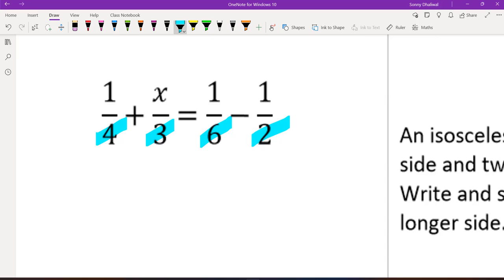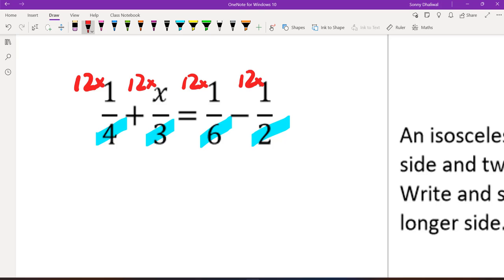12. Not 6, because 4 can't go into 6. So 12 works. Jacob said 12. 24 would work as well. 3 would not. Okay. So I'm going to pick the smallest one. So every term gets multiplied by a common denominator.